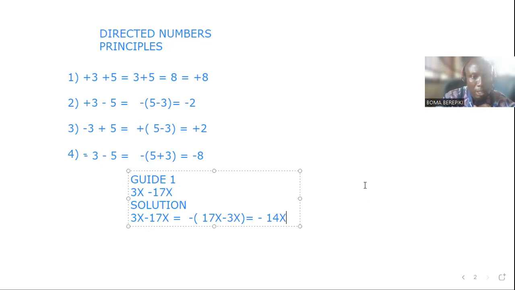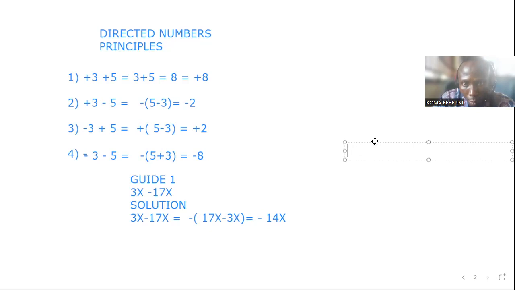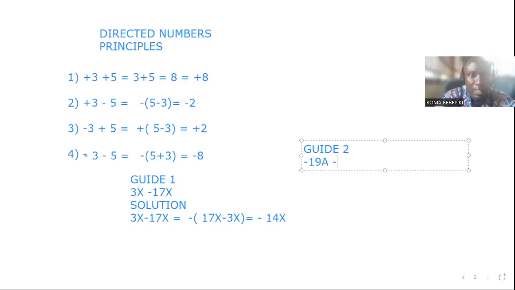Just a second guide. Let me call it guide 2. For guide 2, in a case where we have maybe minus 19a. Now, the letter does not matter. Any letter you use in algebra does not matter. The same principle applies. Let's say we have 5x or 5a. Okay, what do we do? Solution.